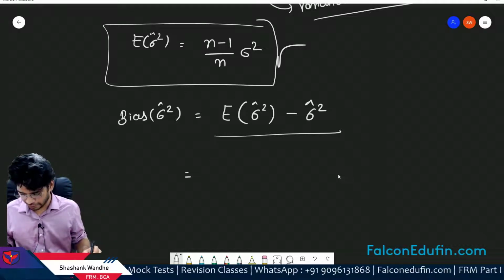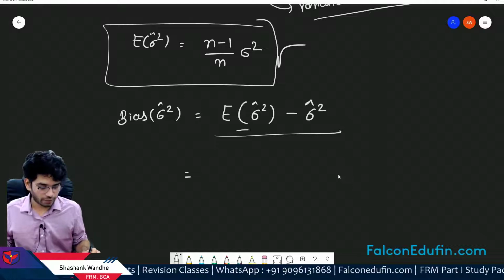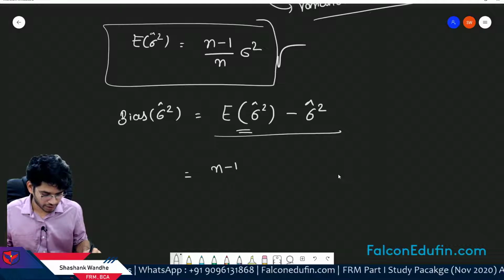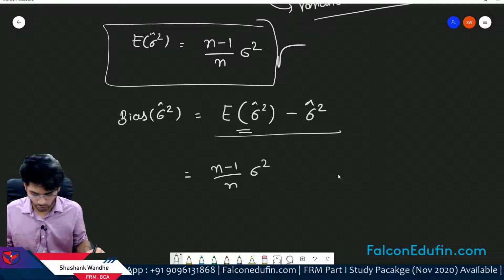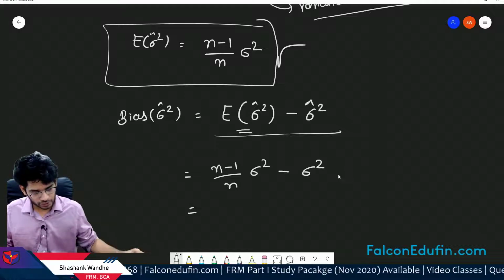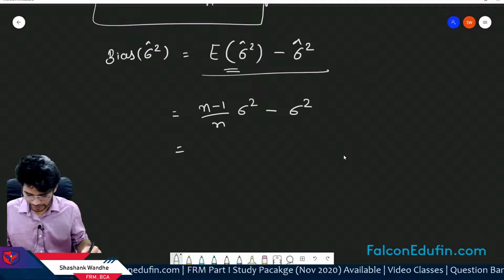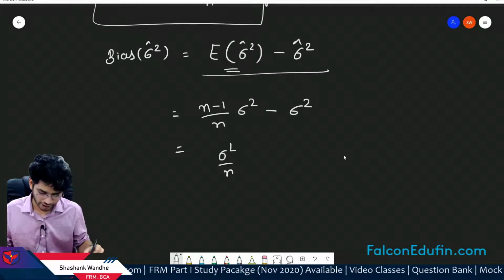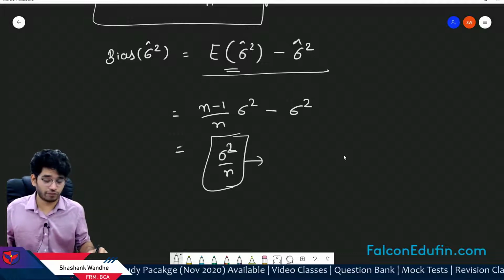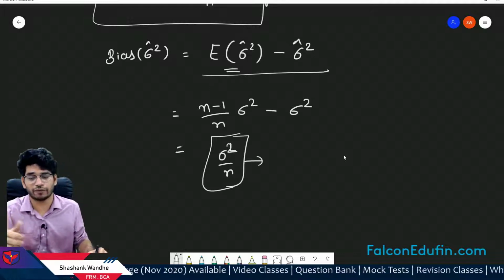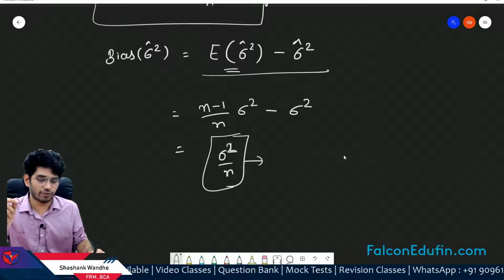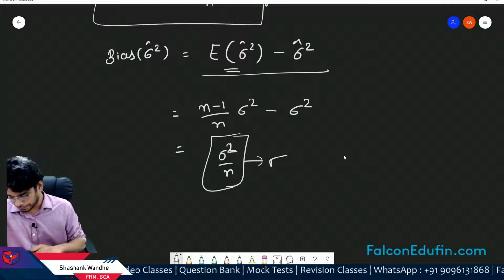Yeah, this is the estimated value. Okay, then you know the formula for the expected value of estimated variance, and the formula is n minus 1 divided by n into sigma square minus sigma square, okay, is equal to sigma square divided by n. This is your formula for bias of variance. So if you get a question to identify or calculate the bias of variance or estimated variance, you should use this formula. This is the point you are supposed to remember.